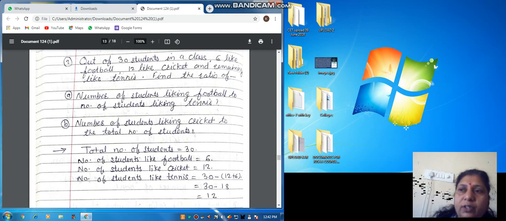Okay, first of all we read the whole example. Number of students liking cricket to the total number of students. So first of all we calculate the data. Total number of students 30. Number of students who like football 6. Number of students who like cricket 12. Now number of students who like tennis is equal to, what will we do? From the total number of students, we will subtract the students who like football and cricket, then we will get the students who play tennis.